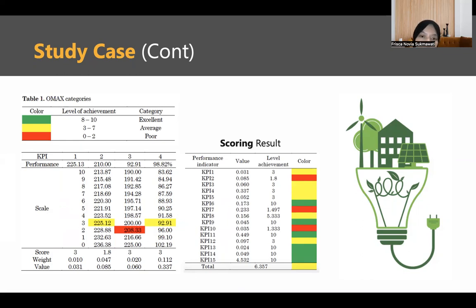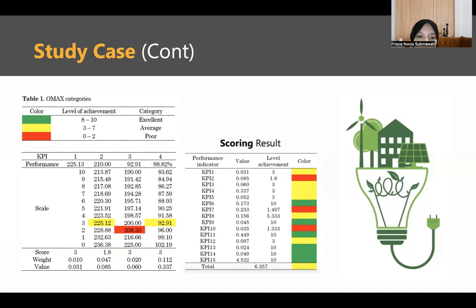After that, optimistic and pessimistic values or scores are assigned to determine a scale of 10 if optimistic and 0 if pessimistic in the OMAX matrix. We then define the level of achievement from the current performance. Next, we deduct the score by multiplying the weight that we got from AHP by the defined achievement level. The results are then identified using the traffic light system or TLS.